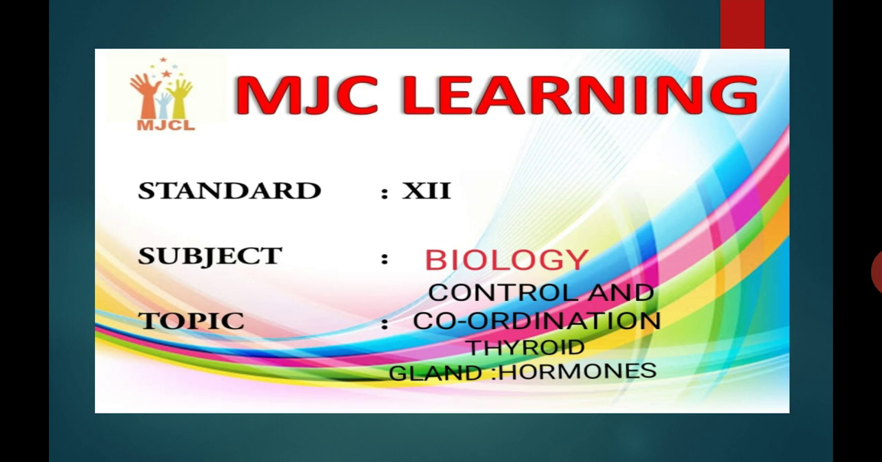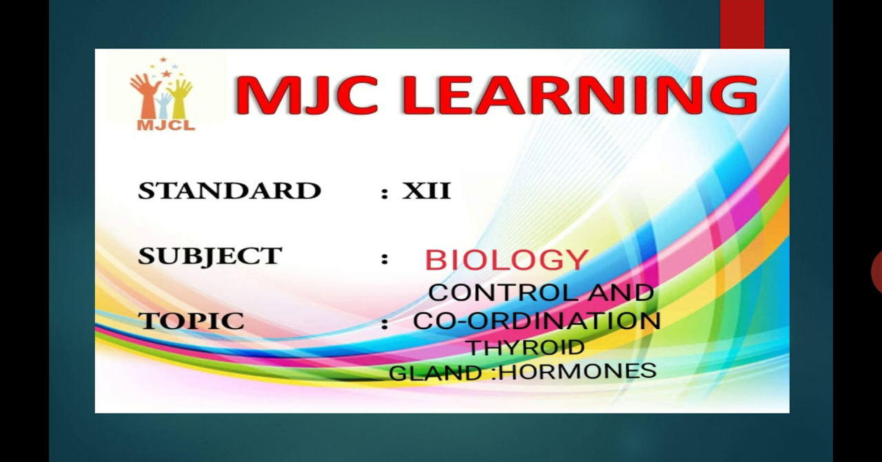In our last lecture, we had seen about the thyroid gland, its external morphology and the histological structure of a thyroid gland. We just revise the last part once again in brief. First we start with the external morphology of a thyroid gland.